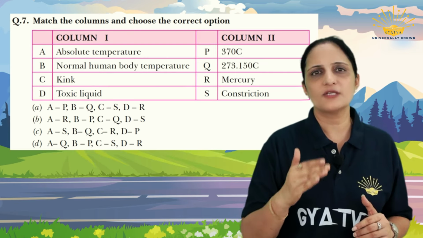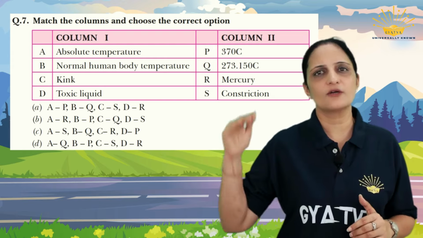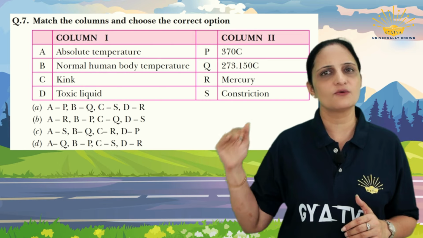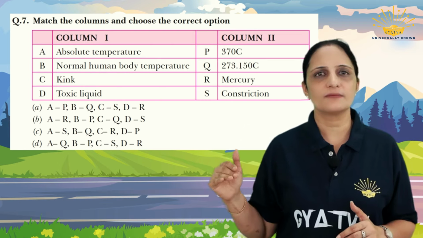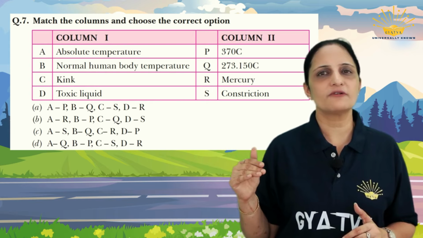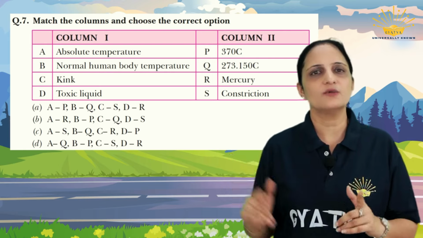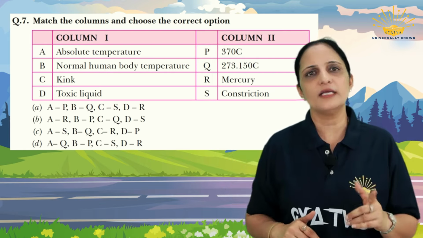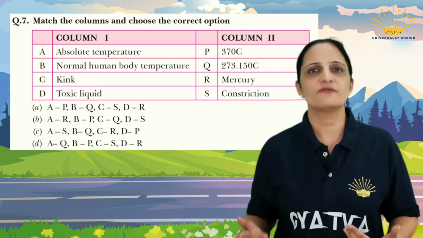Question number 7. Column 1: absolute temperature, normal body temperature, kink or toxic liquid. Column 2: 370 degrees C, 273.15 degrees C, mercury or constriction. So absolute temperature refers to 273.15. So A goes with Q. So the correct option would be D. See, if you are able to match any one, the rest follow.